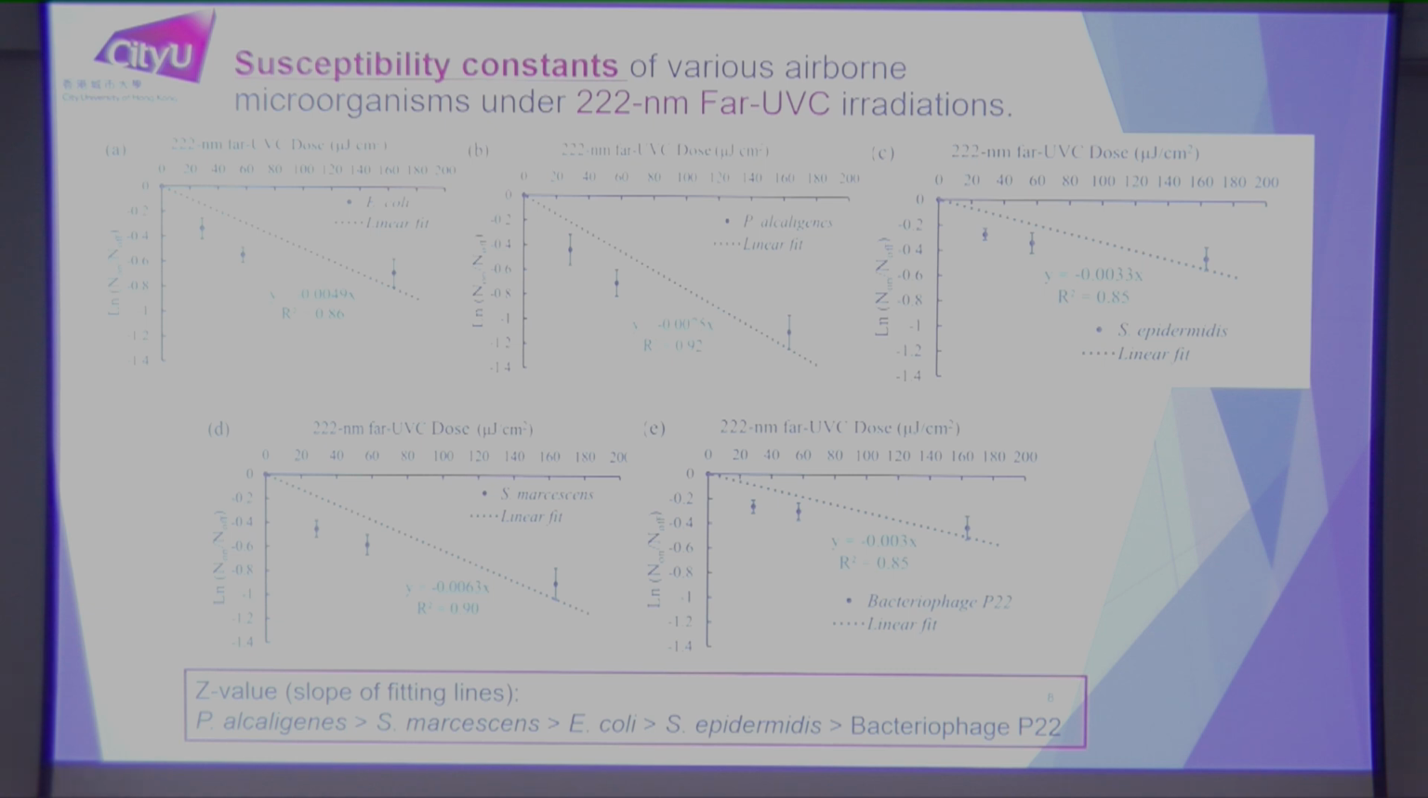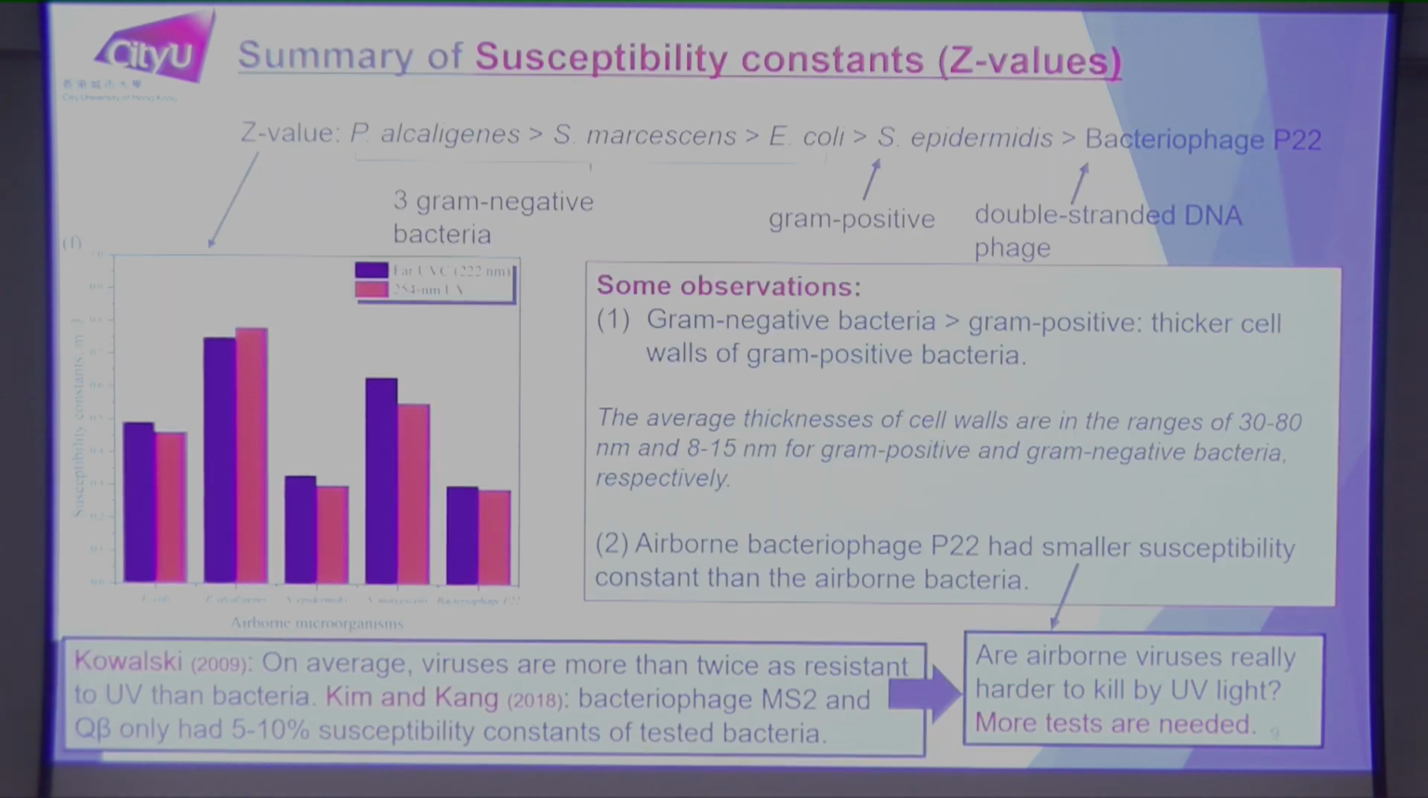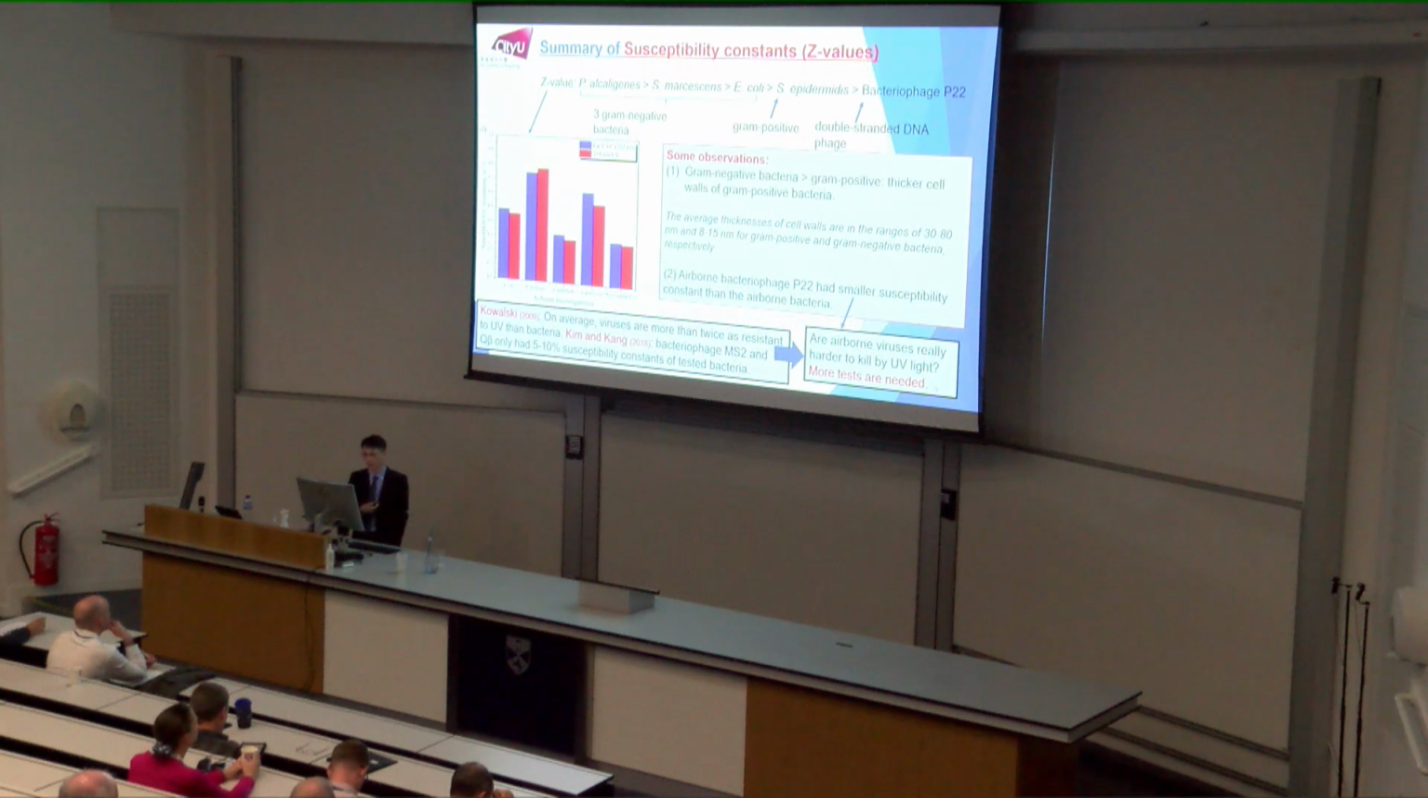And then you can see the general trend: Carcinogenes is greater than Narcissus, greater than E. coli and Epidermis, and then greater than the P22. In general, the gram-negative Z values are higher than gram-positive and higher than the P22. A general observation is gram-negative higher than gram-positive, maybe because of, though not the only reason, the thicker cell wall of the gram-positive.